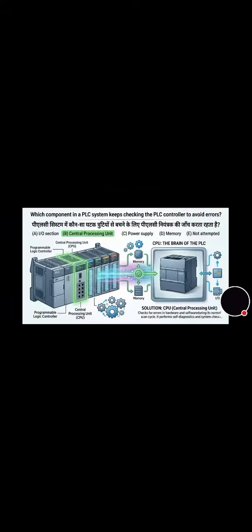Question number 1 on the screen. The three terminals of an SCR are, and its correct answer is option C, that is anode, cathode and gate. Now move towards the next question, that is on the screen. Which component in a PLC system keeps checking the PLC controller to avoid errors? And its correct answer is option B, that is central processing unit, CPU.